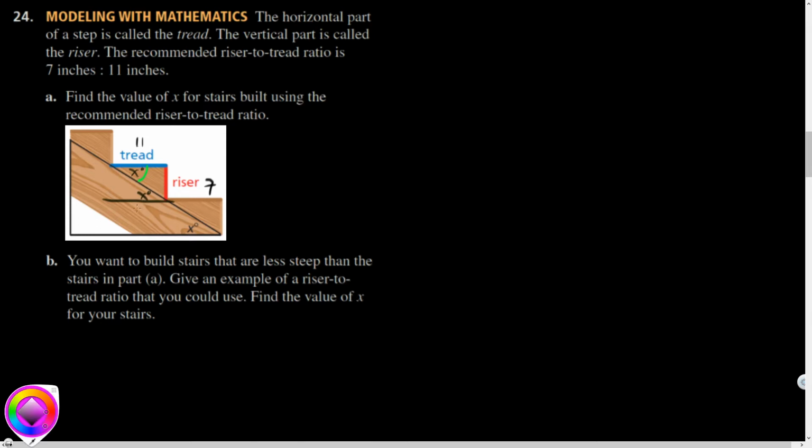So from x's perspective, the riser is my opposite, and the tread is my adjacent. What trig ratio compares the opposite and the adjacent? Tangent. That sounds like TOA to me. Krakatoa. Tangent of x degrees.